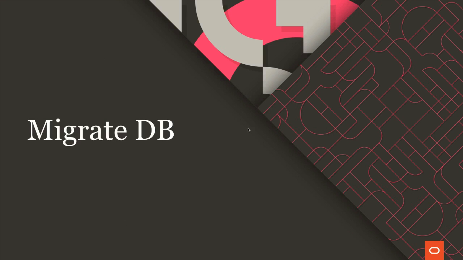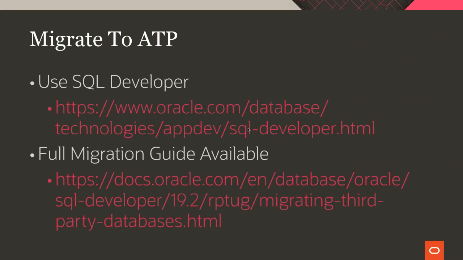So the next step, now that you have your database up and running, is to migrate our database. It's really easy to do. You can use SQL Developer to do this. There is a full migration guide available. I've included the link here. I do suggest you take a look at it because it can be kind of involved, especially when you're going from one type of database to another, in my case, MySQL to Oracle ATP. You want to make sure that you take your time, read the documentation, and get your data over from your source database to your new free, always free database.